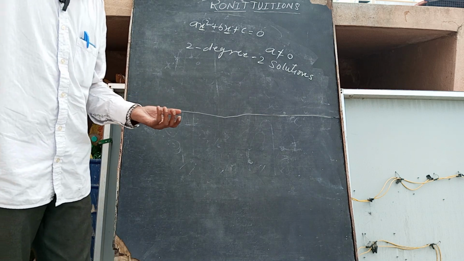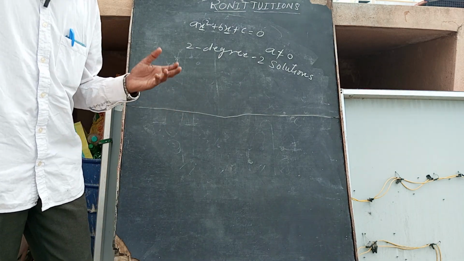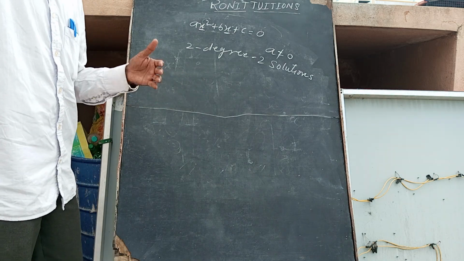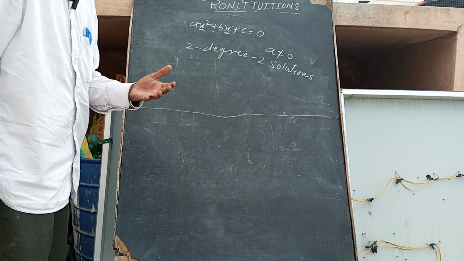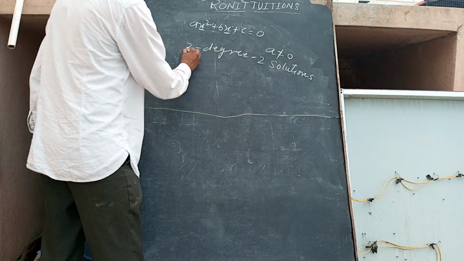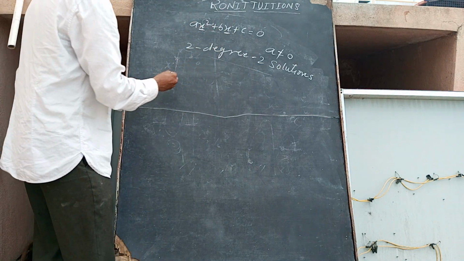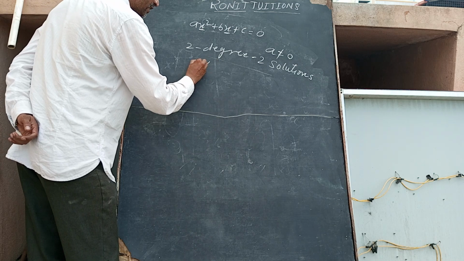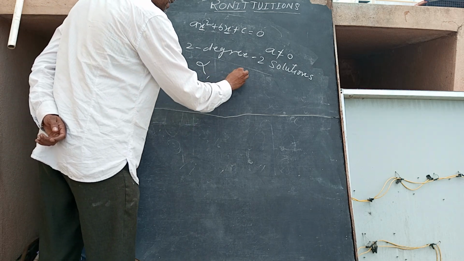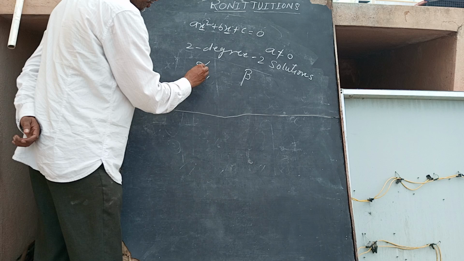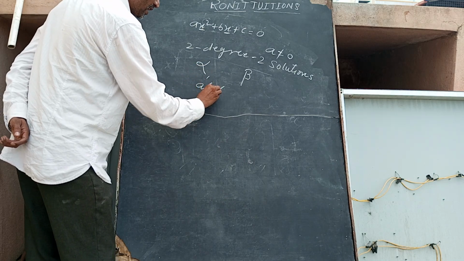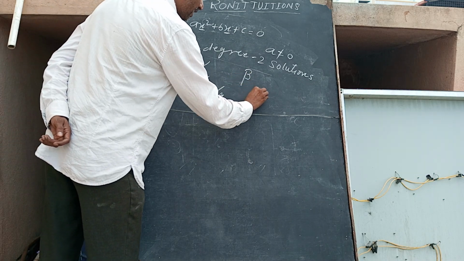If 3 degree polynomial, it has 3 solutions. 4 degree polynomial, it has 4 solutions. There will be 2 values of x that will come. One x value that will come, we are calling alpha. Suppose another x value will come, we call it beta. This is called the alpha, and this is called the beta.